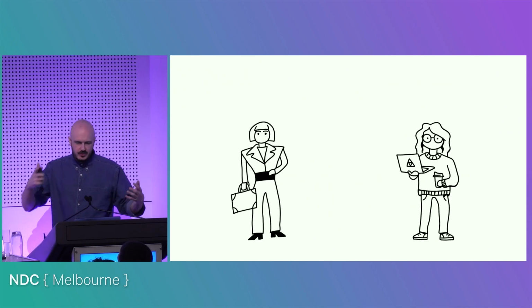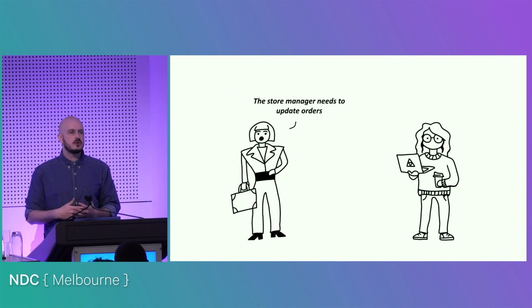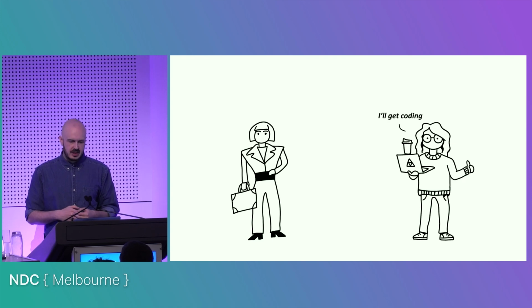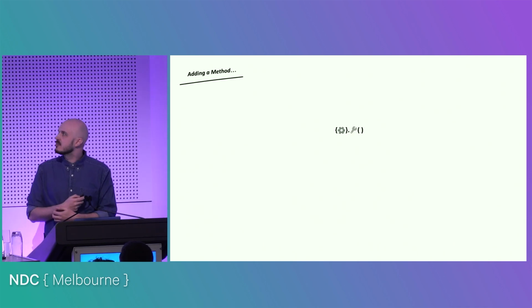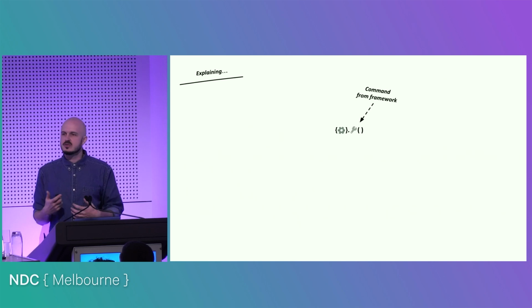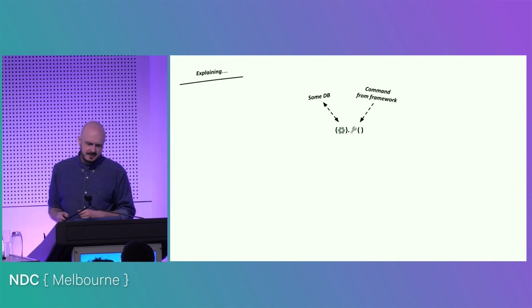Anyway, with all this, you come back into work tomorrow, and the boss says the store manager needs to update orders. Okay, well, that's a hell of a lot more reasonable than the Emu thing, so again, no problem, boss, I'll get coding. And so again, we'll write a class, add a method, and maybe that method is wired up to our web framework of choice, taking in some sort of update order command, and somewhere in the body of that class we're getting the order, fiddling with it, saving it, putting it back.